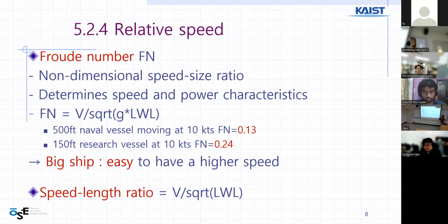And before this number was invented, designers of ships used the speed-length ratio, which is pretty much the same but without the g. So the units were also different because knots were used for speed and feet for length. But with Fn, you have to match the units of the gravity g, so it would be meters and seconds.